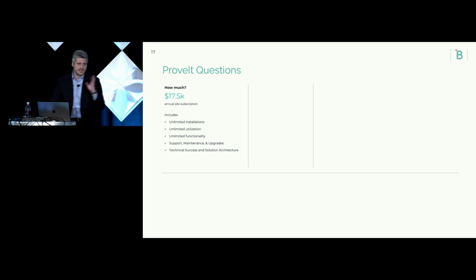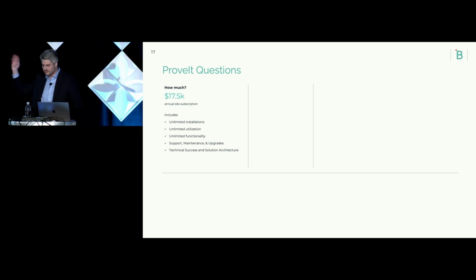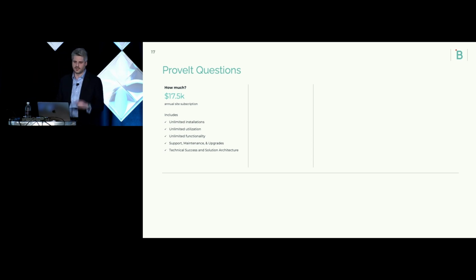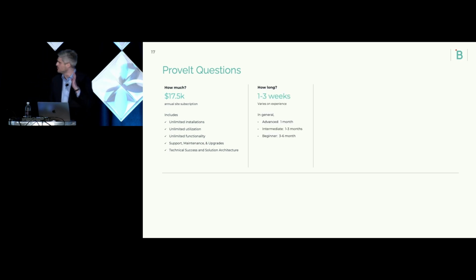The whole ProveIt thing. Intelligence Hub is a 17.5K annual subscription. Very, very generous. You can install it as many times as you want: prod, dev, QA, do it by network segment and such. I spent probably about 2 weeks on this. Been very, very busy lately.